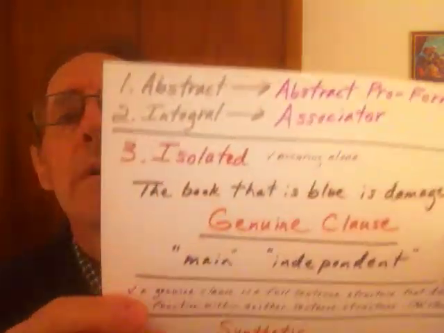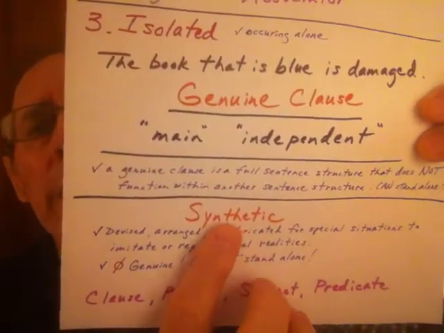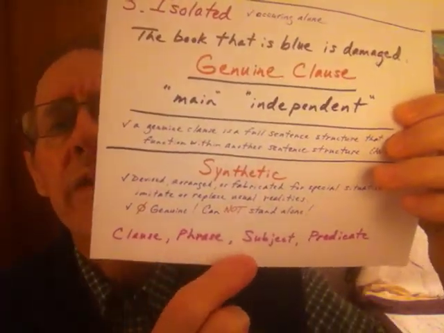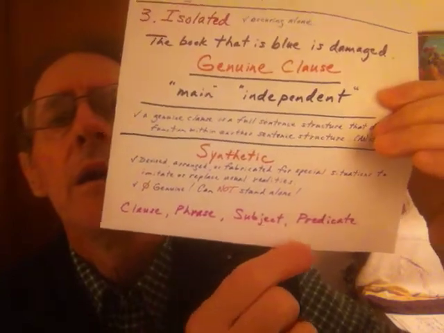Now, I call the other type of structure synthetic. That's what I call it, synthetic. Synthetic meaning devised, arranged, or fabricated for special situations to imitate or replace usual realities. It's not genuine and it cannot stand alone. You can have a synthetic clause, phrase, even a synthetic subject, or a synthetic predicate, which we'll talk about later. But anyway, those are my new terms.